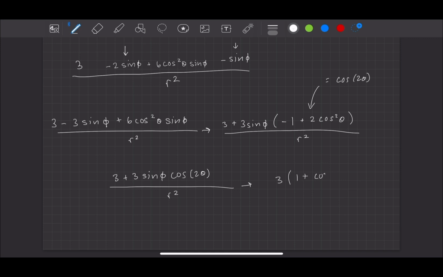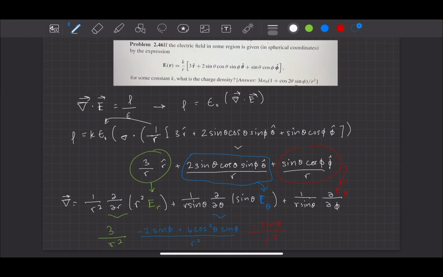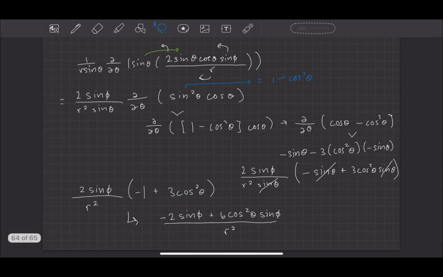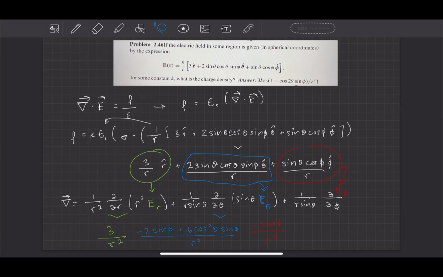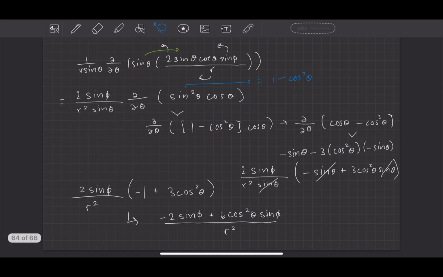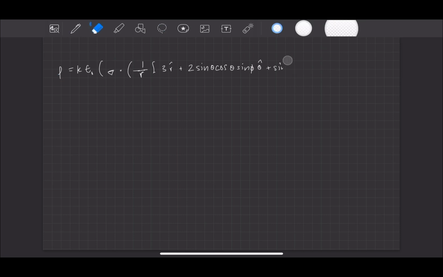And next thing we're going to do is we're going to factor out the 3. So we're left with this. And the reason I did this is so that it resembles the actual answer that the book gives us in the problem. So what we're going to do now is we're going to put what we found for the divergence of the electric field into the initial equation that we created to find the charge density, right? Right, so we're going to replace the divergence of the electric field with the actual divergence that we found here.